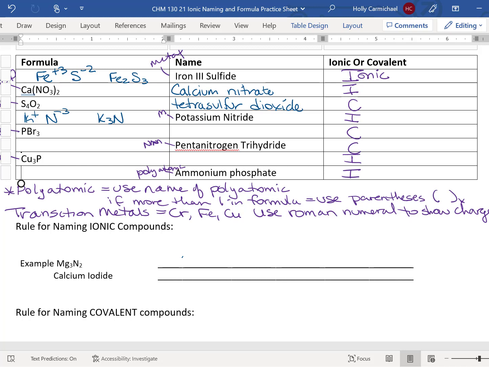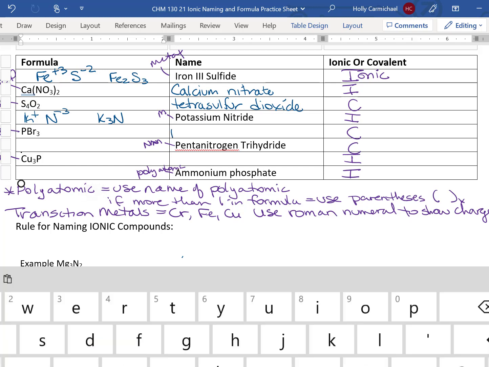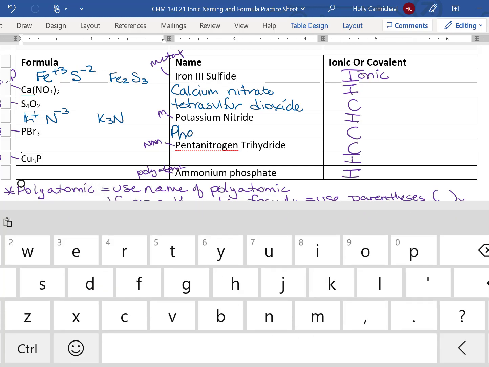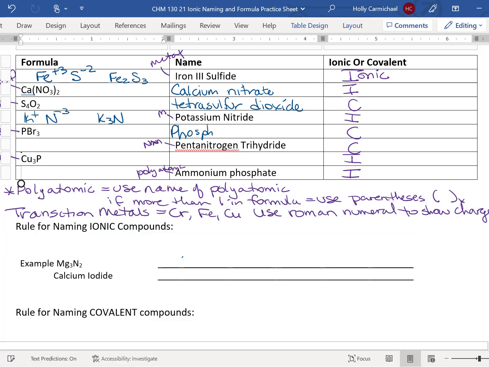PBr3 is covalent. So what's its name? Phosphorus. Yep, tribromide. Pentanitrogen trihydride. Sounds super crazy, but pentanitrogen means how many nitrogens? 5. So this is N5. And then trihydride means 3 H's. H3.